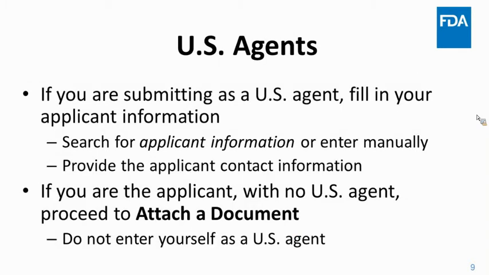For U.S. agents, if you're submitting as a U.S. agent, you need to fill out your applicant's information. Again, you would search for your applicant's information or enter it manually, and you provide their contact information. If you are the applicant in the U.S. and you're not using a U.S. agent, then we can proceed directly to attaching a document. Please do not enter yourself as a U.S. agent, so don't enter yourself twice as both a U.S. agent and the firm.